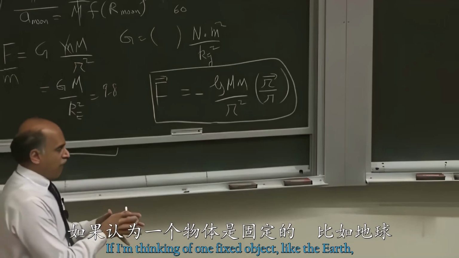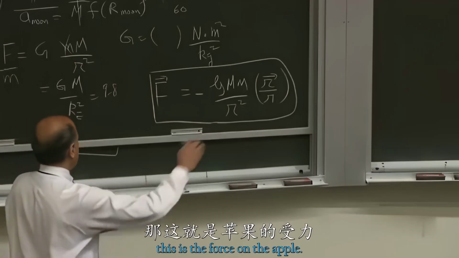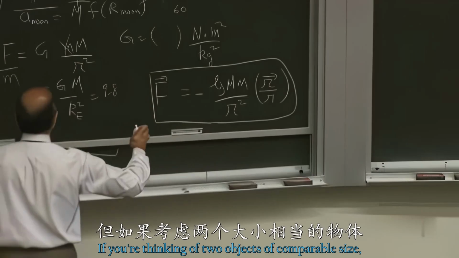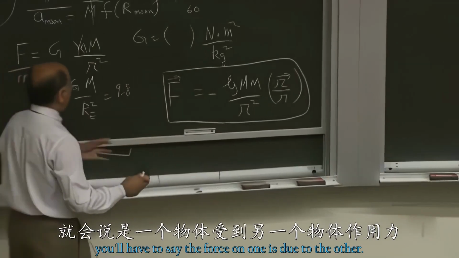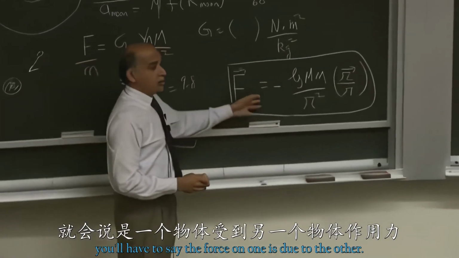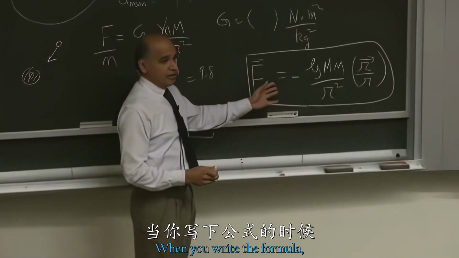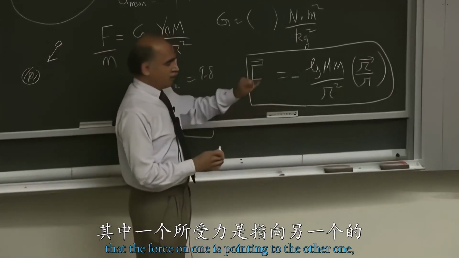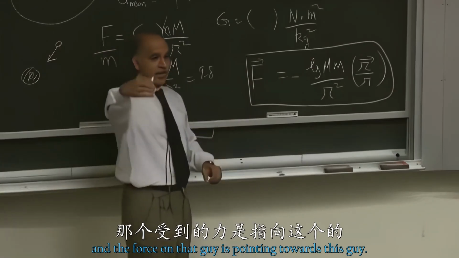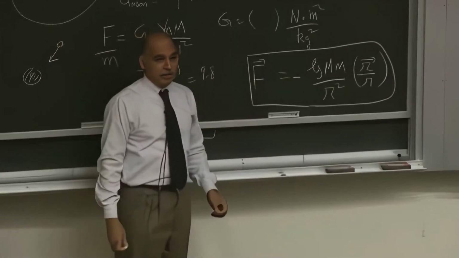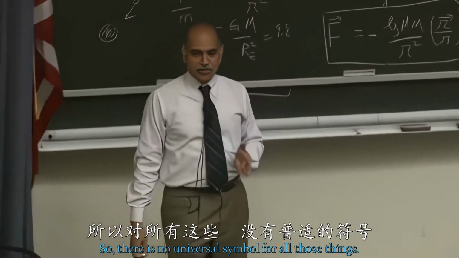If I'm thinking of one fixed object like the earth, this is the force on the apple. If you're thinking of two objects of comparable size, you will have to say the force on one due to the other. When you write the formula, you've got to make sure that the force on one is pointing to the other one, and the force on that guy is pointing towards this guy. So there is no universal symbol for all those things.